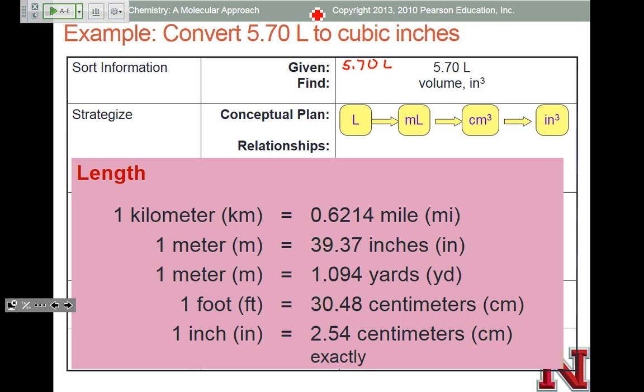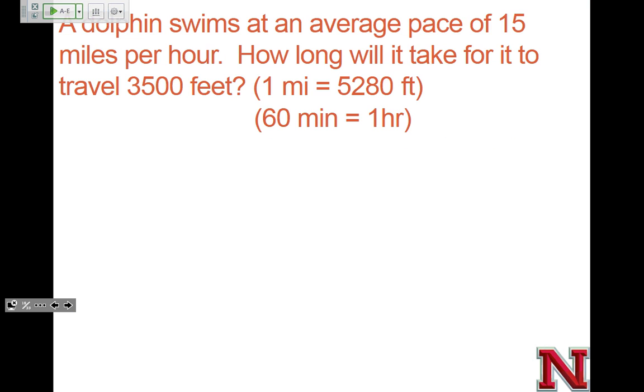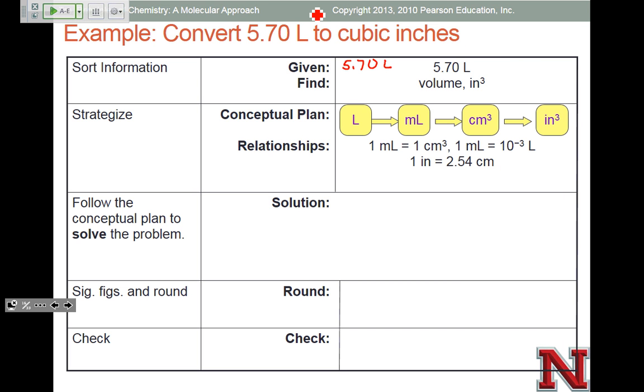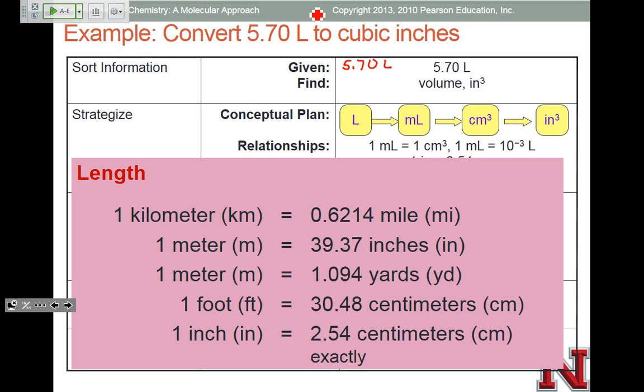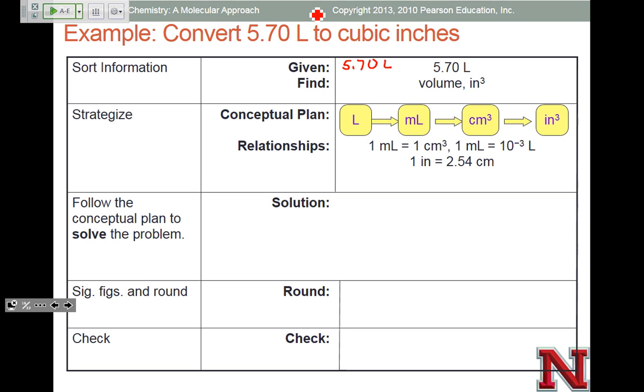And of course, our relationships for what we're looking at: 1 milliliter equals 1 centimeter cubed. Again, that's one you should know because you see it so often. You know that they're interchangeable. We know how milliliters are related to liters, and how inches and centimeters cubed are related. And you don't have to memorize how inches and centimeters are related, because that's something you can look up.